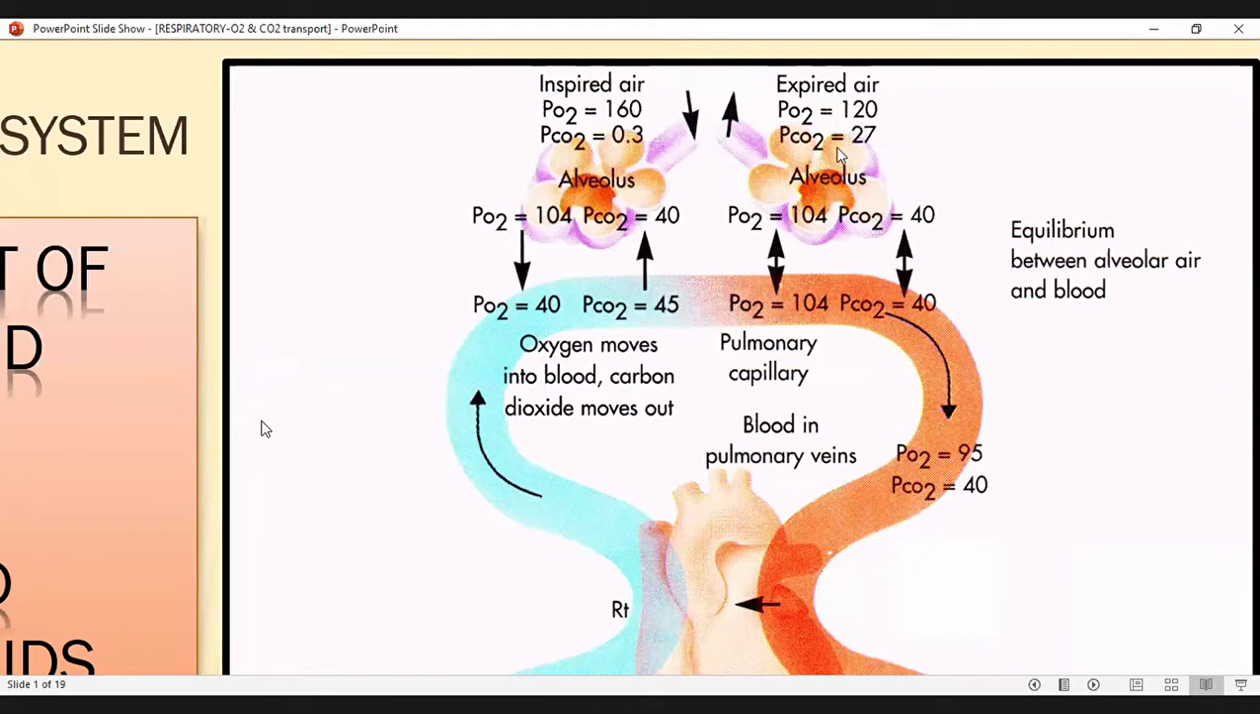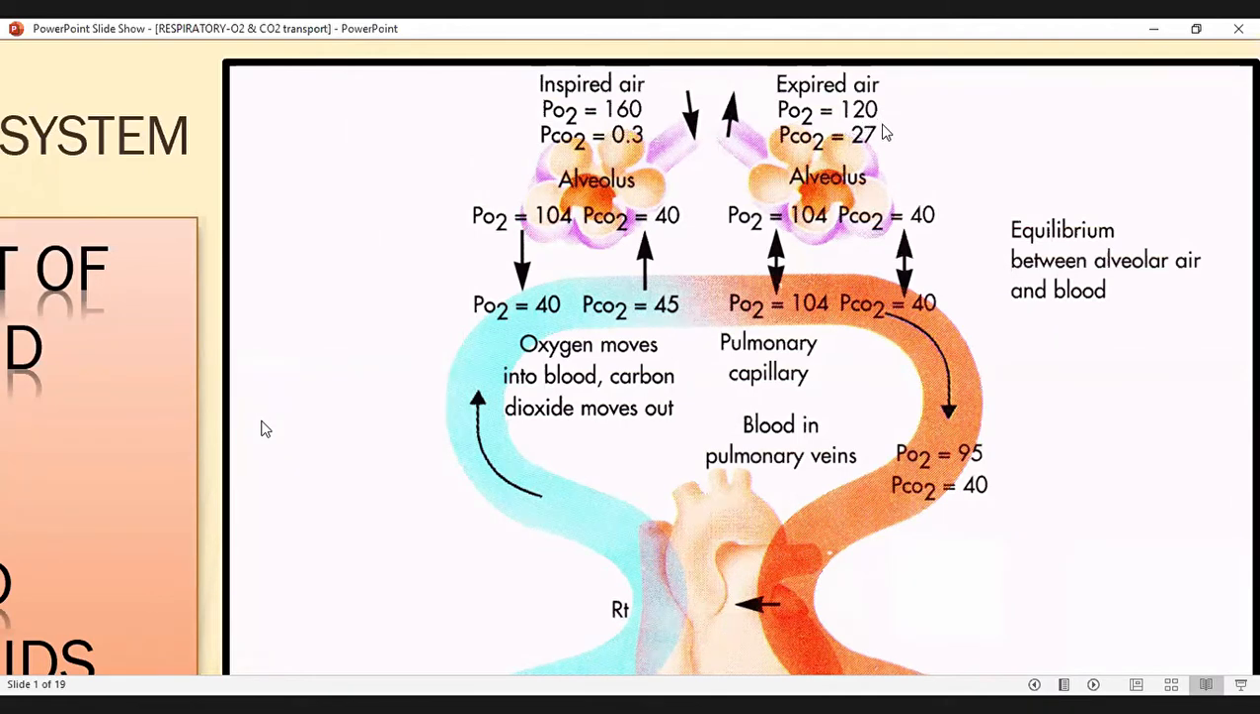Why is this? Because in the expired air, in the dead space, there are still plenty of oxygen from the outside going to the inside. Since there is no exchange of gases in the dead space, so the amount of oxygen there will remain. So that's why the expired air has higher oxygen level, 120. Okay, so that will go out.